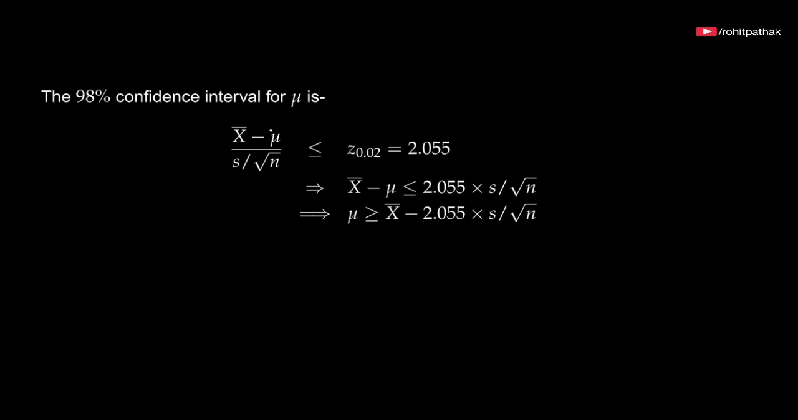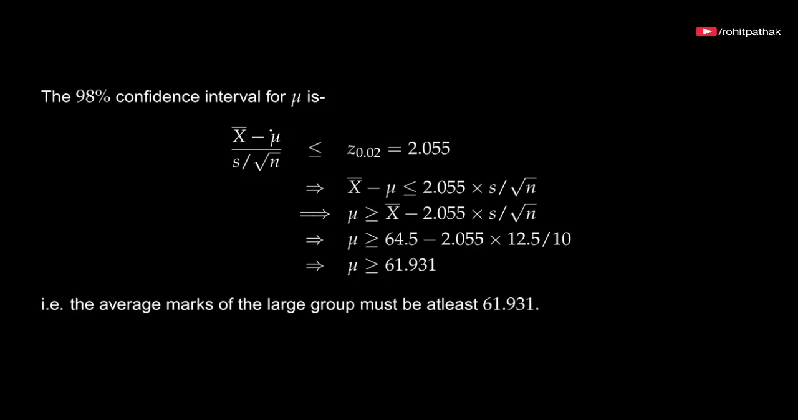mu must be greater than this. On solving, we see that mu must be greater than 61.931. So for H0 to be accepted, mu should not be 61.5, but mu must be greater than or equal to 61.931. That means the average marks of the large group must be at least 61.931. So any value greater than this 61.931 will make H0 true.